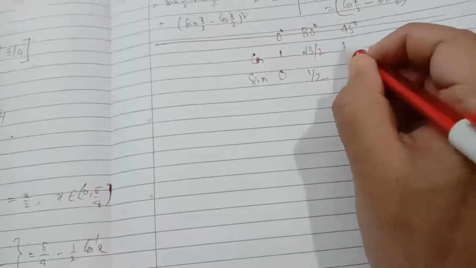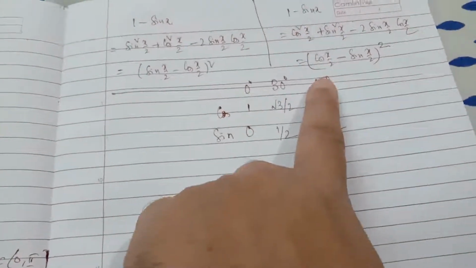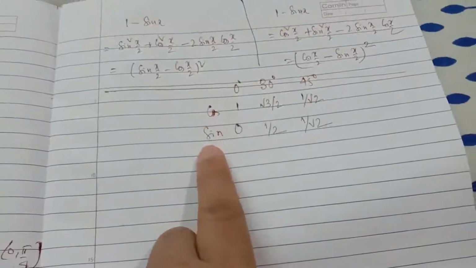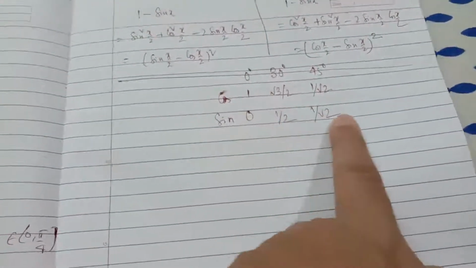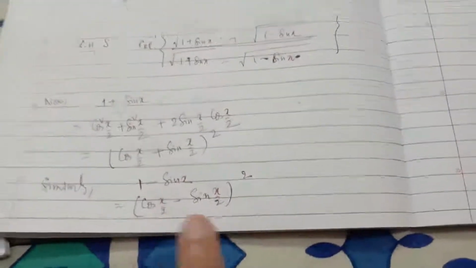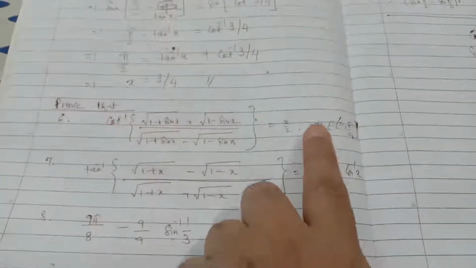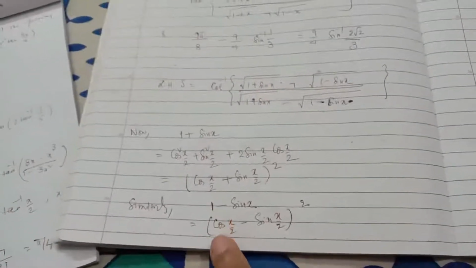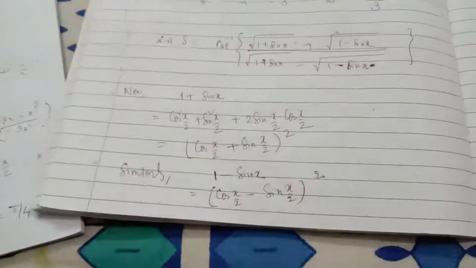Cos 45 is 1 by root 2, sin 45 is 1 by root 2. The value is same. So between 0 and 45, the value of cos is more than the value of sine. As the value of cos is more than sine, I have written cos first: cos x/2 minus sin x/2 whole square. As x belongs to 0 to pi by 4, I have taken cos x first, as cos x is more than sin x in the interval 0 to pi by 4.